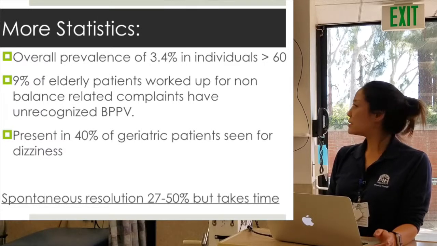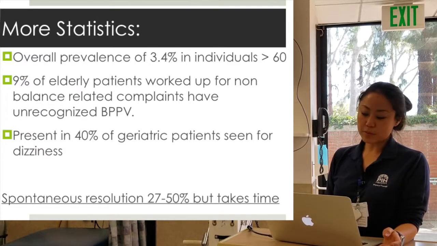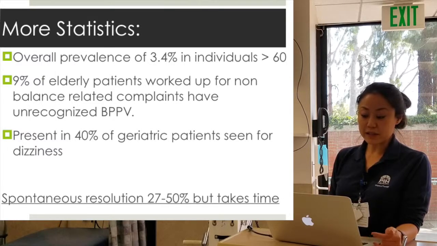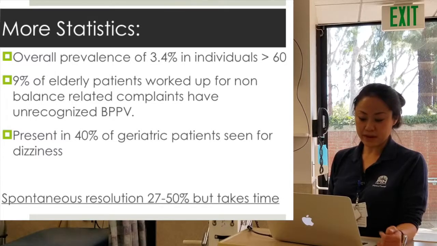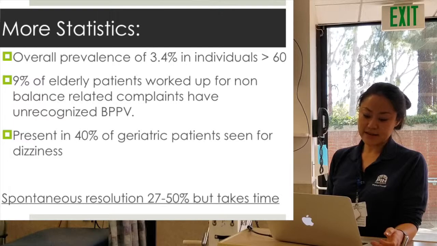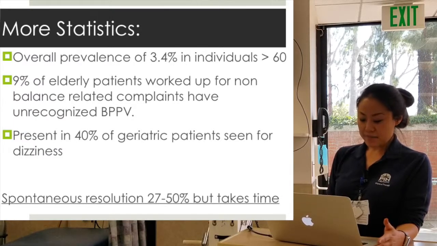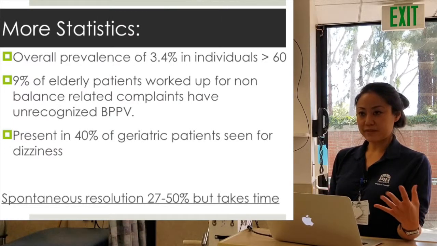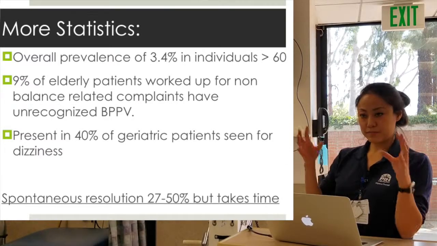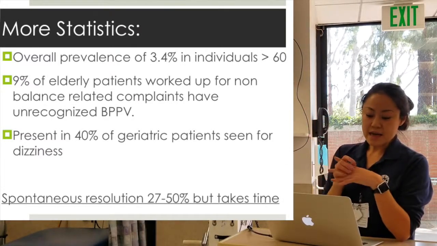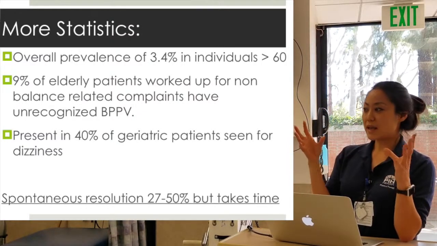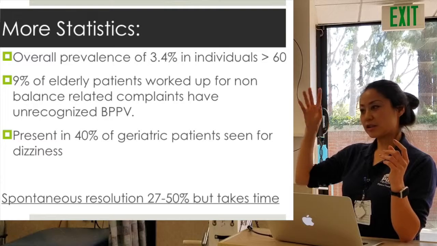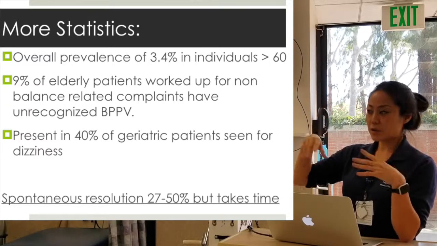So overall, people over 60 are more at risk. 9% of elderly patients worked up for non-balance related complaints have unrecognized BPPV. It's present in 40% of geriatric patients seen for dizziness. So over our lifetime, the number of otoliths that we have decreases because they demineralize. They're getting dissolved in the endolymph. So the fibers that connect them in that otolithic membrane start to weaken, and that's why you're going to see them kind of start to float into the saccule and the utricle.